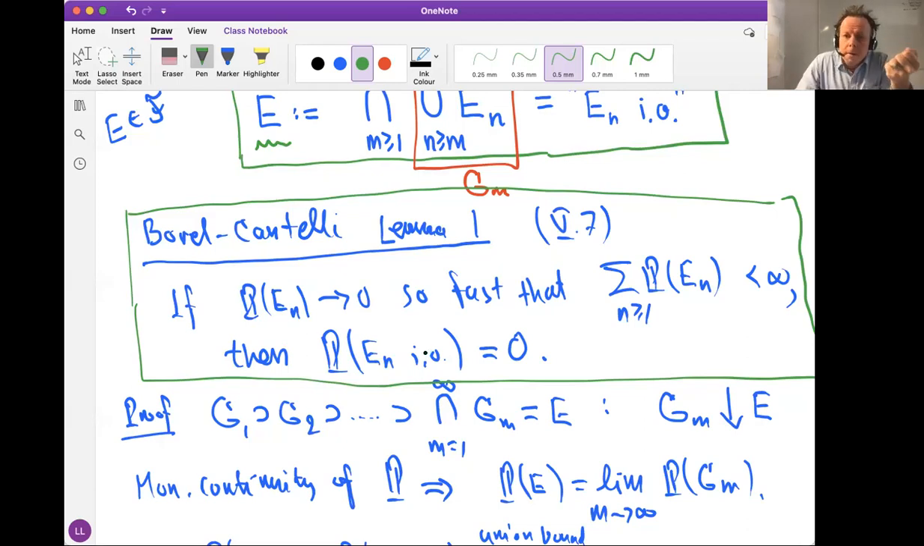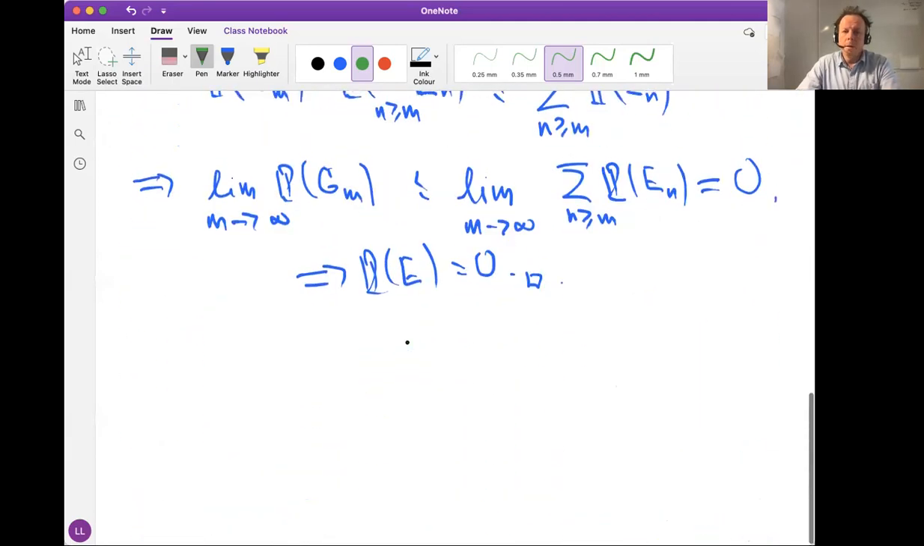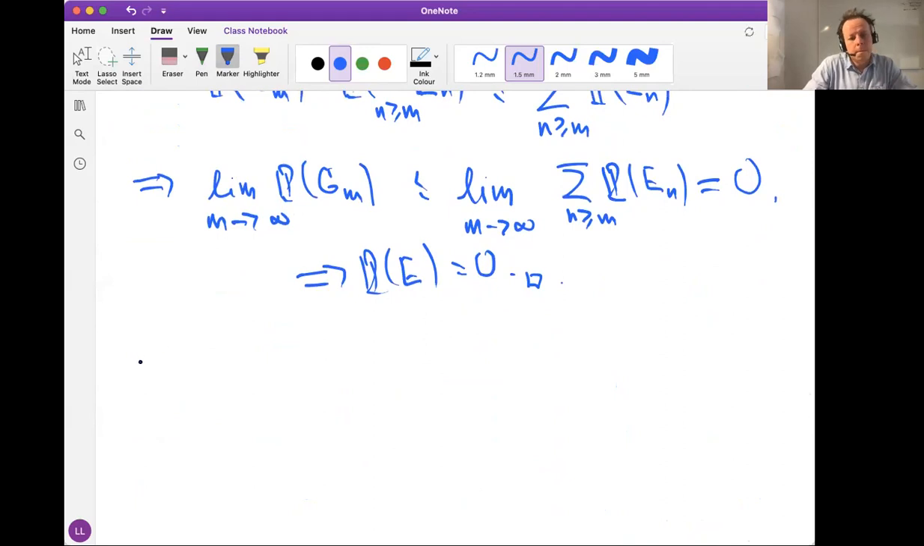And then an obvious question is, what if these probabilities tend to zero slowly? Would this be non-zero in that case? This is a question where the second Borel-Cantelli lemma helps. So the counterpart of the first Borel-Cantelli lemma is called the second Borel-Cantelli lemma.